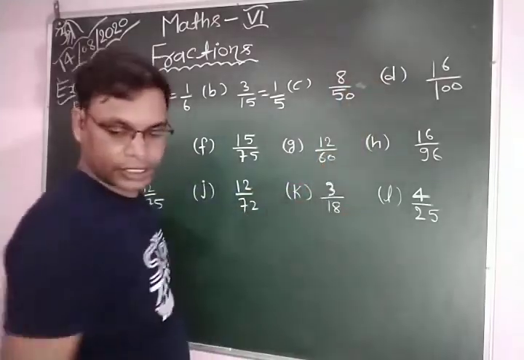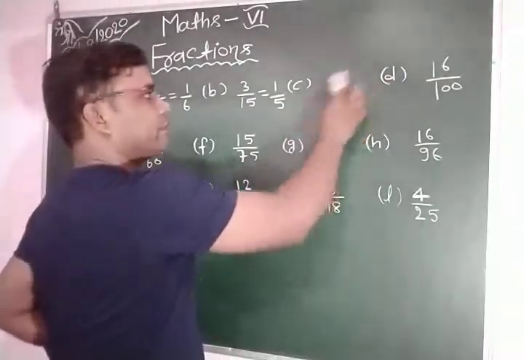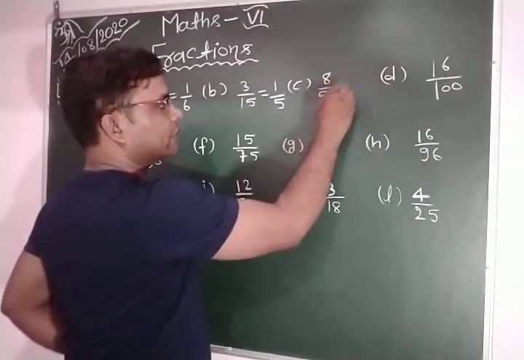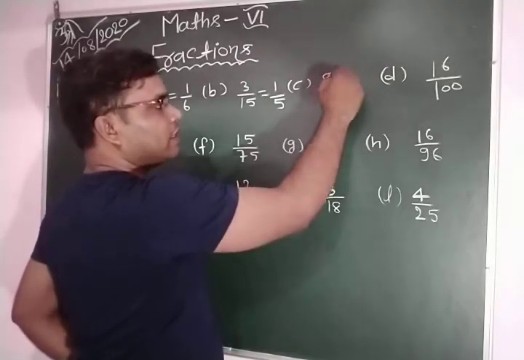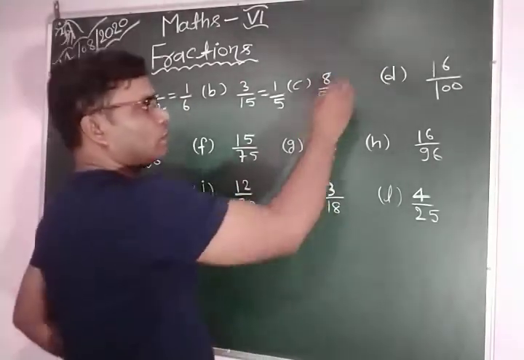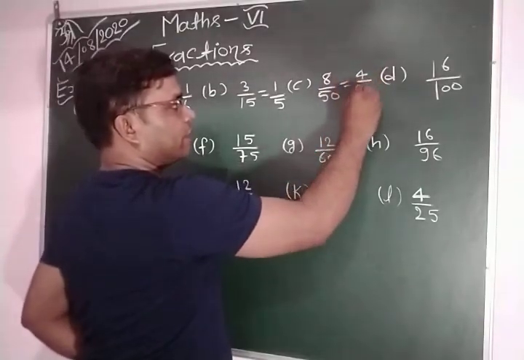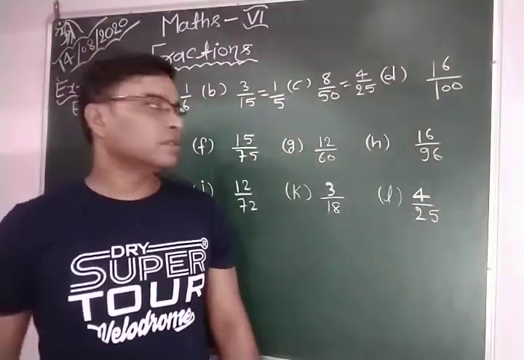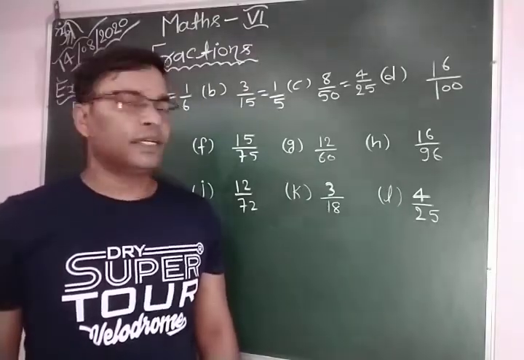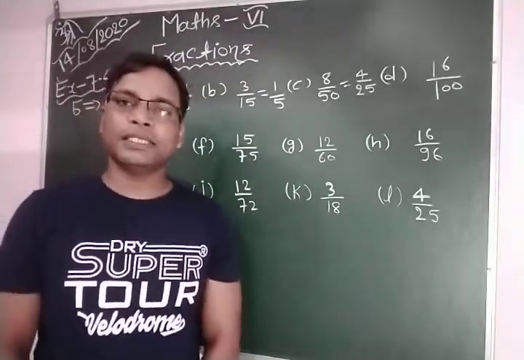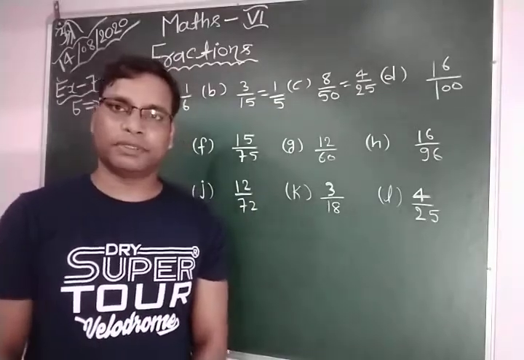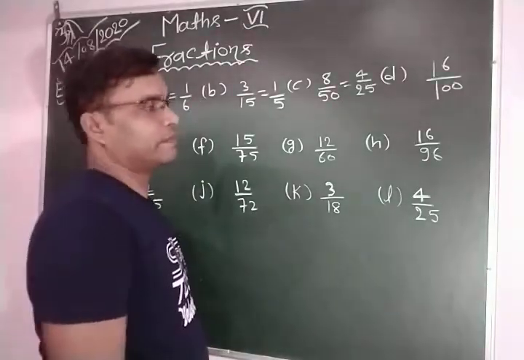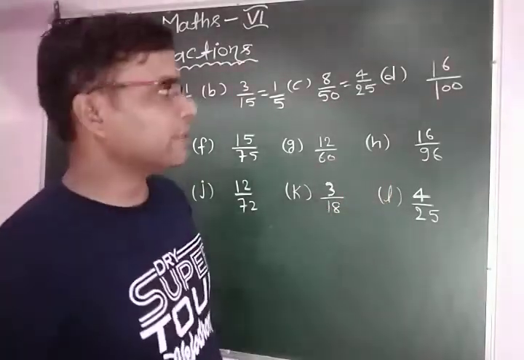Now this fraction is 8 by 50. You can simplify it. If you divide the numerator and denominator by 2, we obtain 4 by 25. Clear? This is the simplest form of 8 by 50. Also you can say that 8 by 50 is equivalent to 4 by 25. Okay, 4 by 25 is the simplest form of 8 by 50.